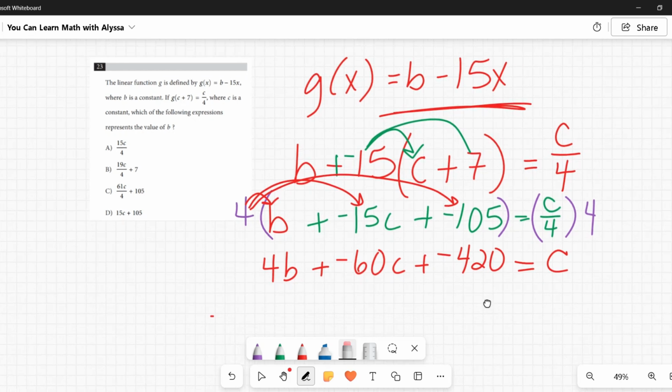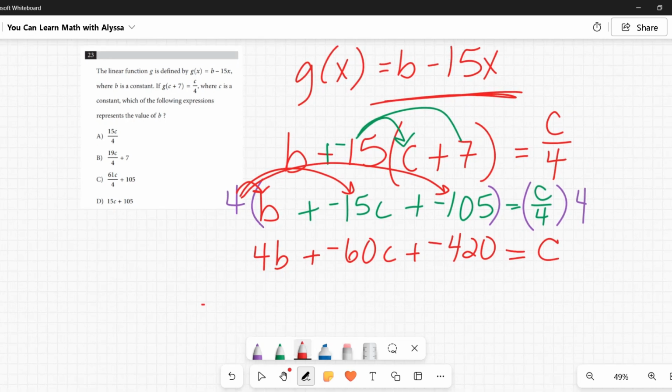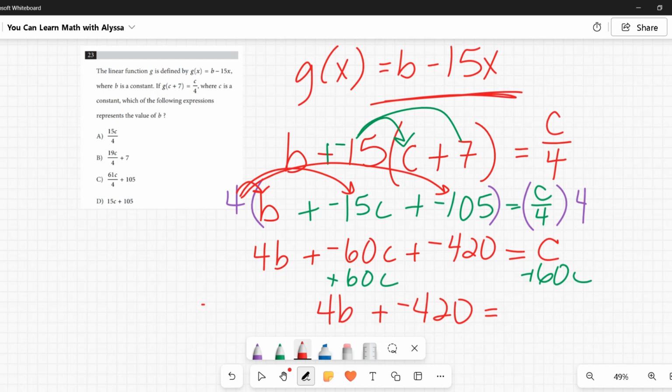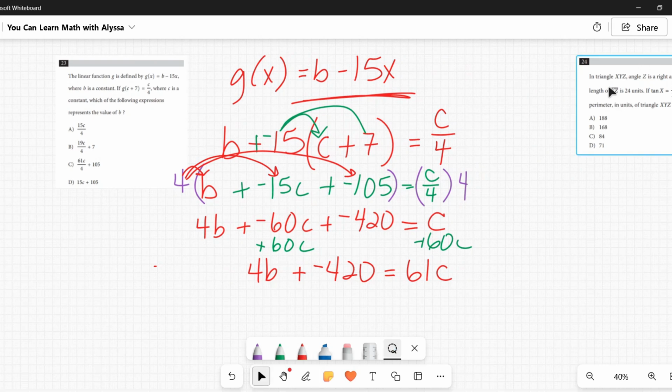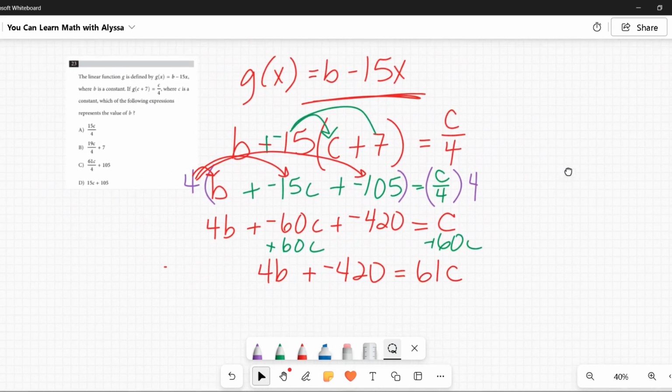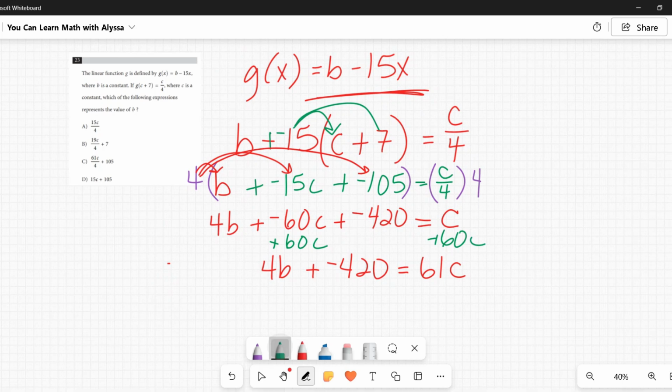So let's get b by itself. I'm going to move everything that's not b over to the other side, and then solve for b. So first I'm going to add 60c to both sides, and I get 4b plus a negative 420 is equal to c plus 60c, which is 61c. Then I'll zoom out because I'm running out of room, and the next problem is getting in the way here. Give me some more space here. Then I'm going to add 420 to both sides.